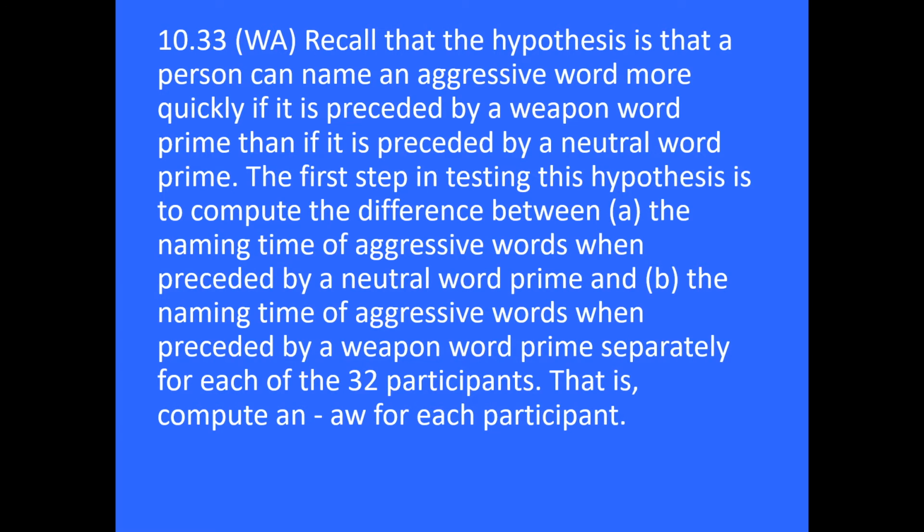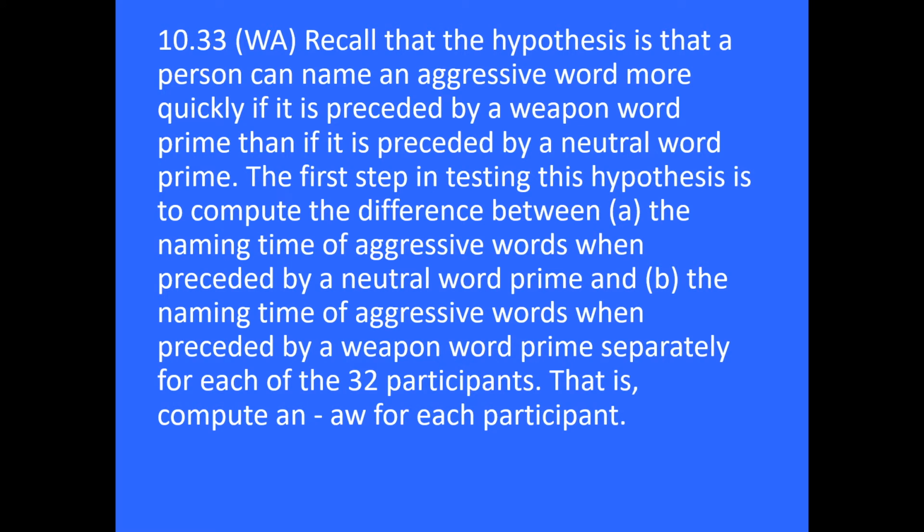Recall that the hypothesis is that a person can name an aggressive word more quickly if it is preceded by a weapon word prime than if it is preceded by a neutral word prime. You know, obviously written by a psychologist, but that's okay. We use the same methods in biology.